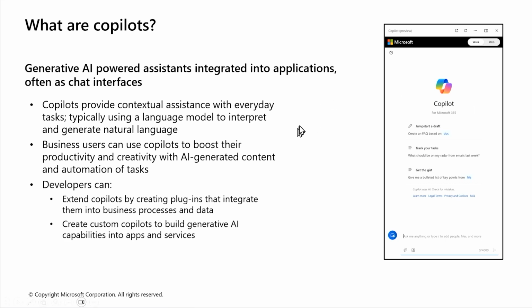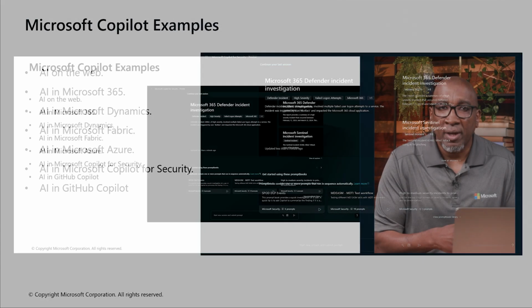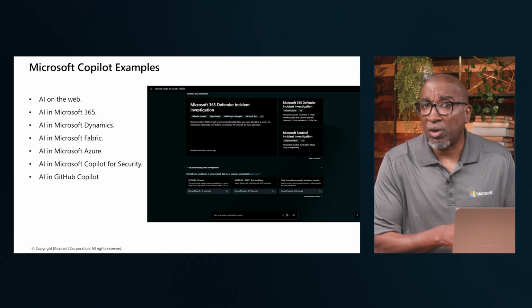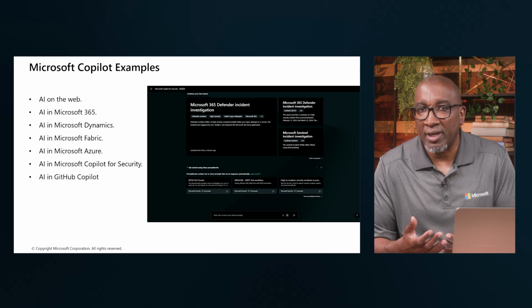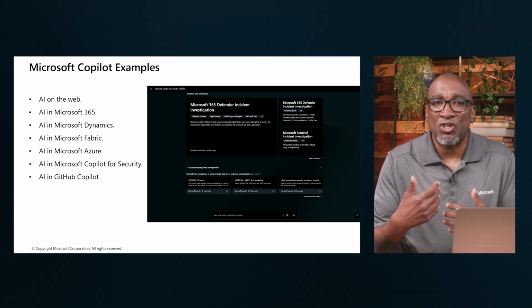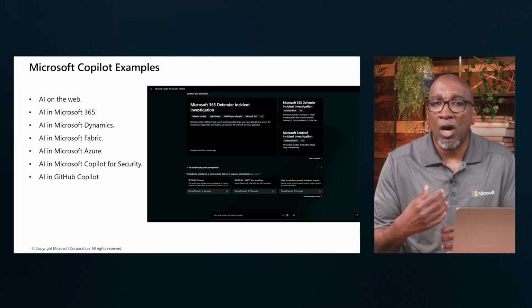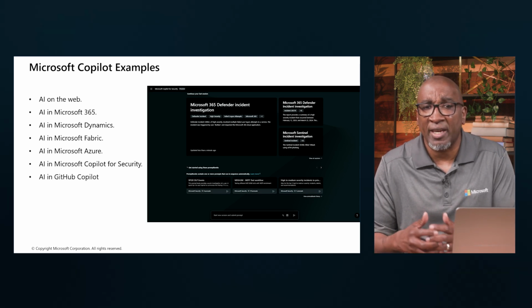So what are some of the copilots that we might find in our ecosystem? Well, we've got AI on the web for browsers. We've got AI in Microsoft 365. We have AI or Copilot in Word, Excel, PowerPoint, so you can create presentations, generate documents, summarize emails in Outlook or Teams. You can use Copilot to analyze support tickets. You can use it to generate code for data analysis and visualization. You can use it to generate code snippets and provide code documentation by using it with services like GitHub.